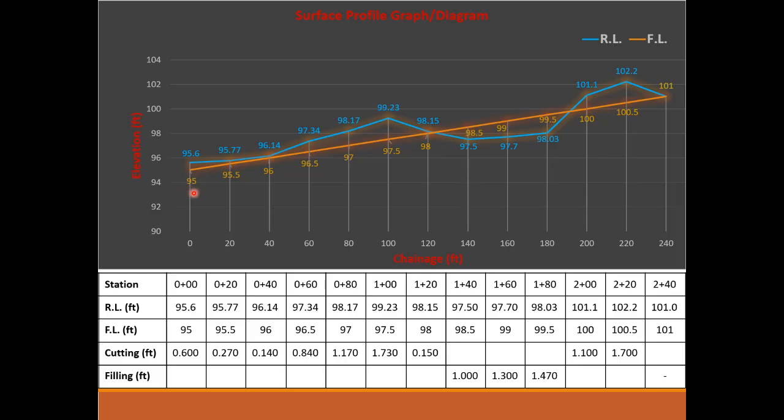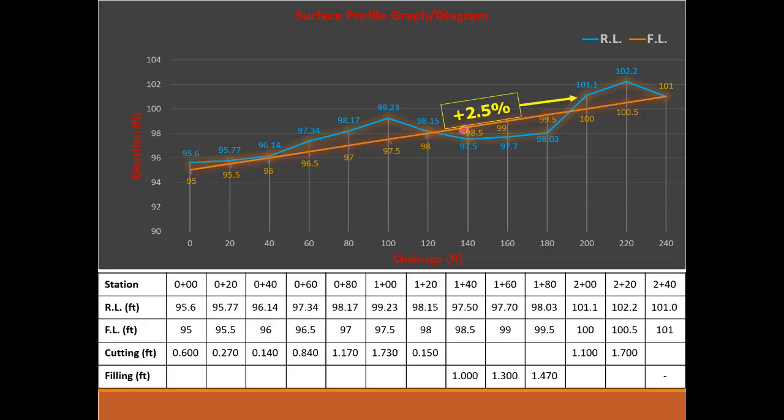For your convenience, all these formation levels are also mentioned with the line. The first point was 95, it is written near the first point. The second point of the orange line is written as orange text, which was 95.5, then 96, 96.5. Similarly for the blue line, which is indicating the reduced levels, the first point is 95.6 feet, as you can cross-check from the table. The second point was 95.77. It is written for your convenience to the right of the line.